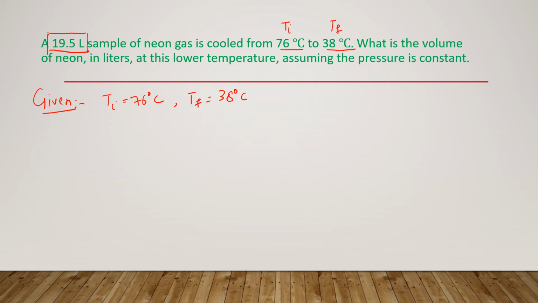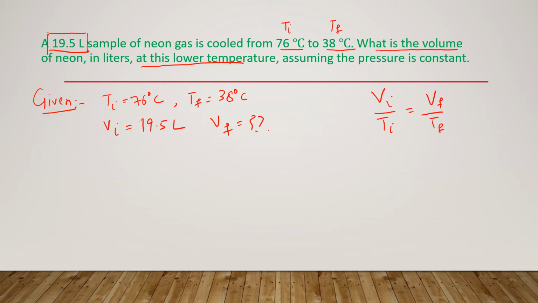Volume is also given, so that's the starting volume. V initial is 19.5 liters. And what do we want to find? What is the volume of neon in liters at this lower temperature? So at the final temperature, what will be the volume? That's what we want to find. And remember, Charles' law states that V initial divided by T initial equals V final divided by T final.